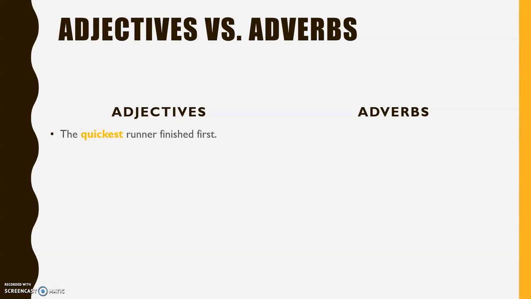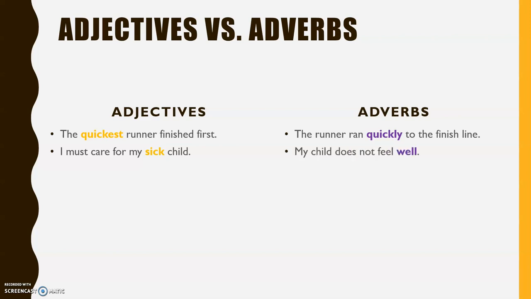The quickest runner finished first. Quickest is modifying the noun runner. However, when you have a sentence like the runner ran quickly to the finish line, quickly is modifying the verb ran, not the noun runner. I must care for my sick child. Well, who is sick? The child. Therefore, sick is our adjective. My child does not feel well. Well modifies how the child feels, not the child.